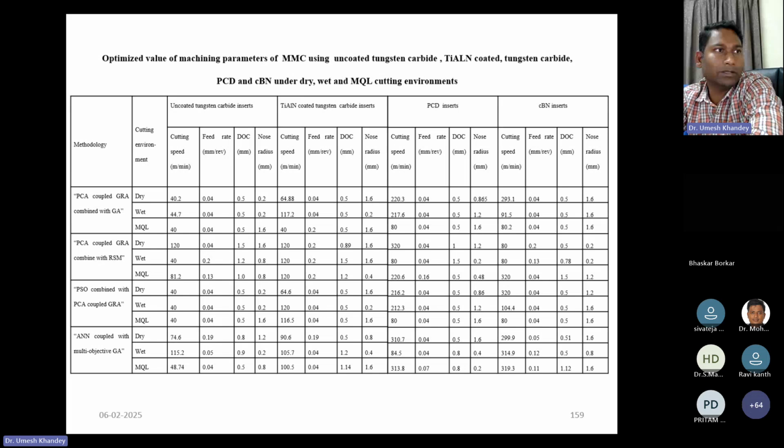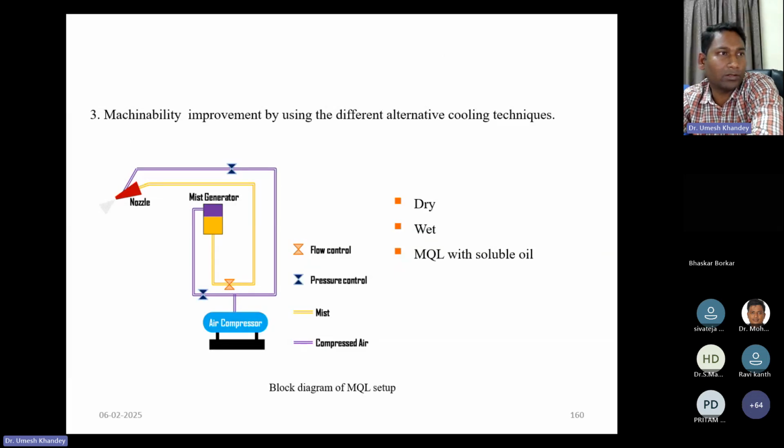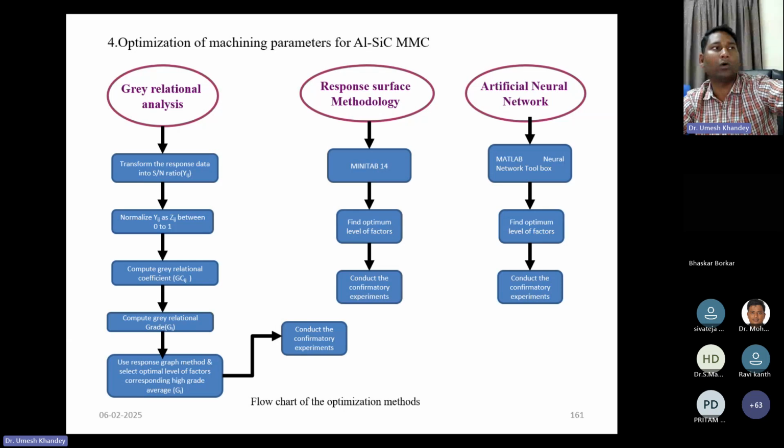All this is for the MQL condition of machining. So this is the flow of how you can couple two methods, or I should say, how you can hybridize the optimization techniques. Okay, thank you.